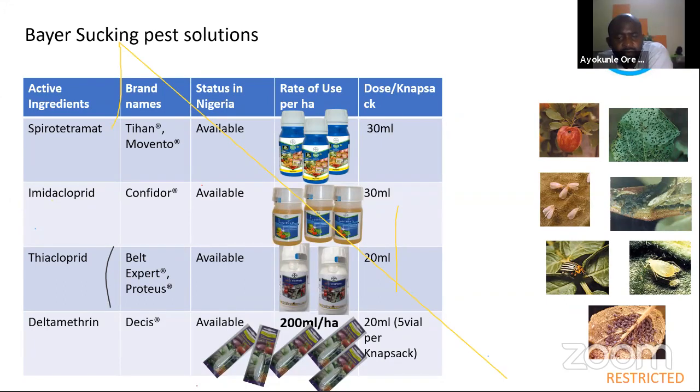But Confidor, I mean, imidacloprid to be precise, is not safe for bees because they belong to the CNI family. That is correct. Thank you very much. So if we are growing crops that are dependent on bees for pollination, then we should stay away from imidacloprid. Yeah. Great. Thanks for that sincerity. Thank you very much.